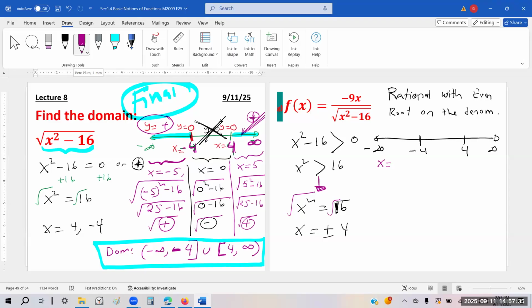Positive 4 and negative 4 will make the denominator 0. When x is 4, we have 4 squared, 16, 16 minus 16 is 0 on the denominator. And you have negative 4 squared, 16, 16 minus 16 is 0 on the denominator. So you cannot substitute 4 and negative 4 because they will make the denominator 0.